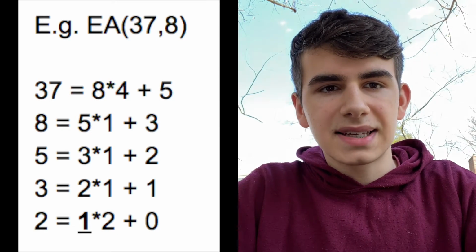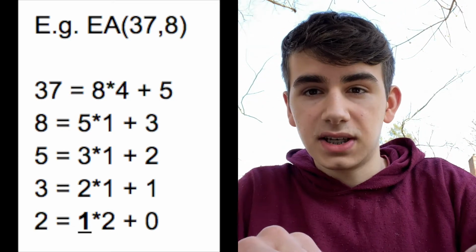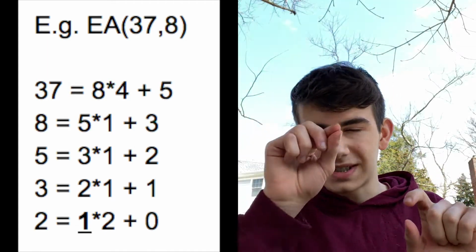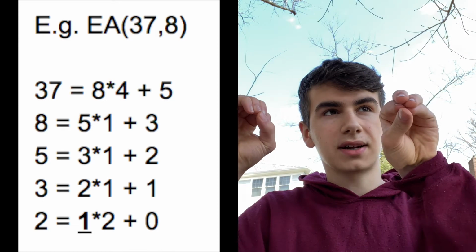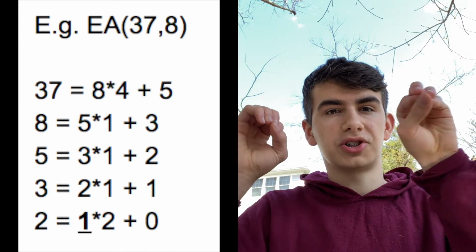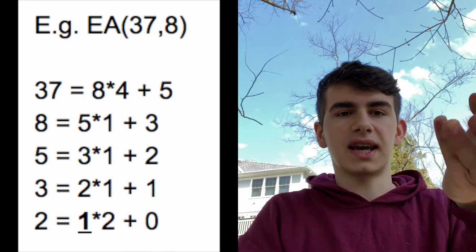And this last thing, this 1 right here, is the GCD. Whenever you reach that last point where your remainder is 0, whatever you're multiplying by there is going to be your GCD. So in this case, it's 1, so these two numbers are coprime.